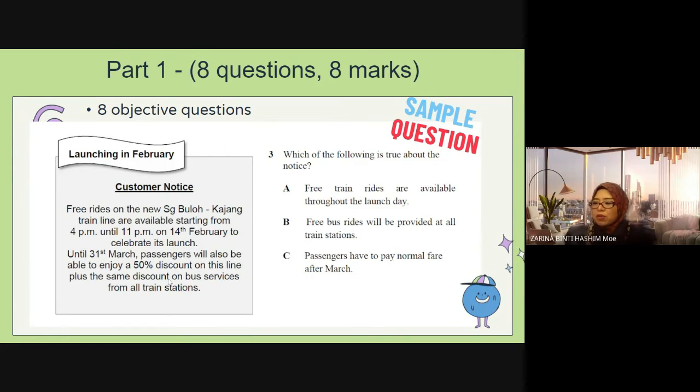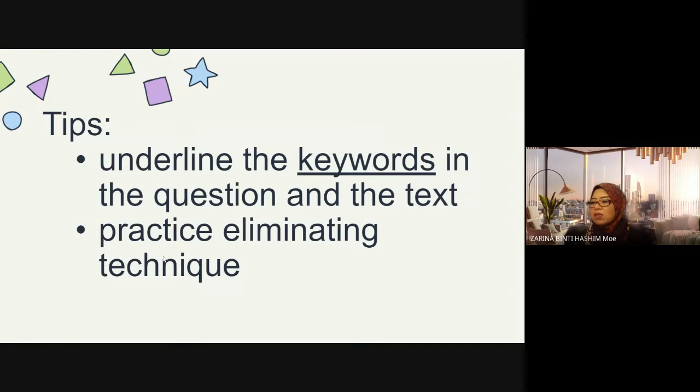So that is how you read and underline the keywords. And also practice the eliminating technique. What is the eliminating technique? Who knows? Who can remember what the word eliminating means? When we have options A, B, C, normally what do we need to do? Let's say you read and you know A is totally not the answer, so you just cancel or delete or eliminate option A.